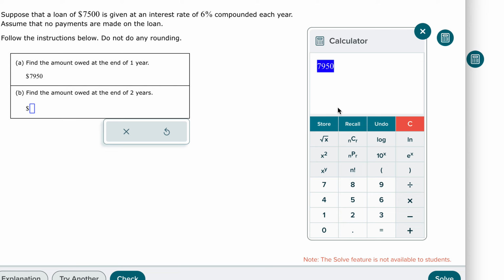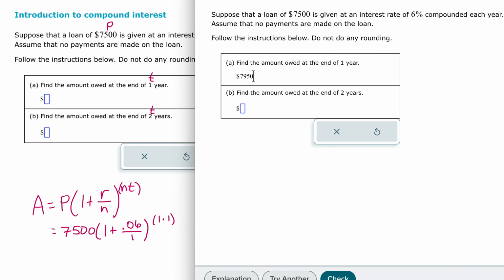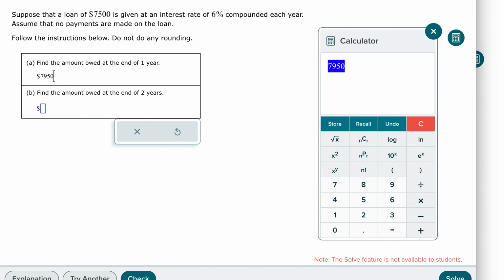And then I'm going to do the same calculation, but instead of T being 1, I'm going to have T being 2. So 7,500 times 1 plus 0.06 to the 2 power. I could use this square button here to do the power of 2 also. That's a little shortcut. So we have 8,427.